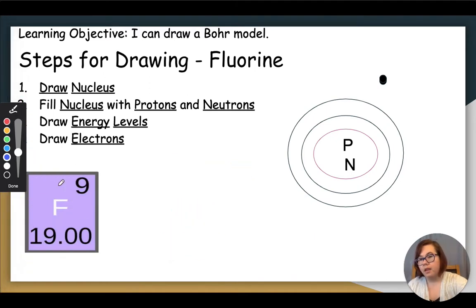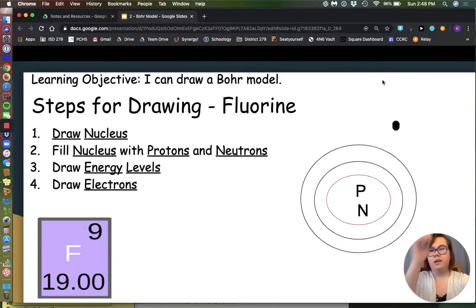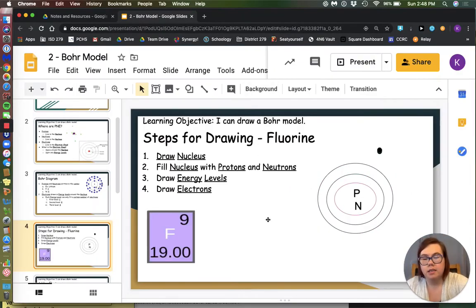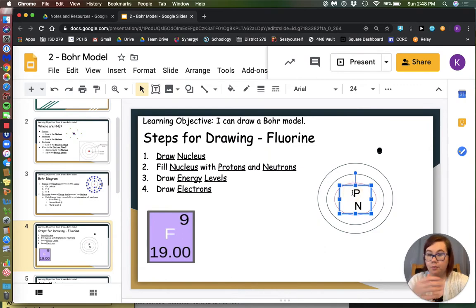Okay, I'm going to get out of my drawing tool here. And actually I'm going to need to escape to a smaller view so I can move my dots. But on your assignment, what we're going to be looking for you to do is to type in how many protons, how many neutrons. So like I said, 9 protons and 10 neutrons.